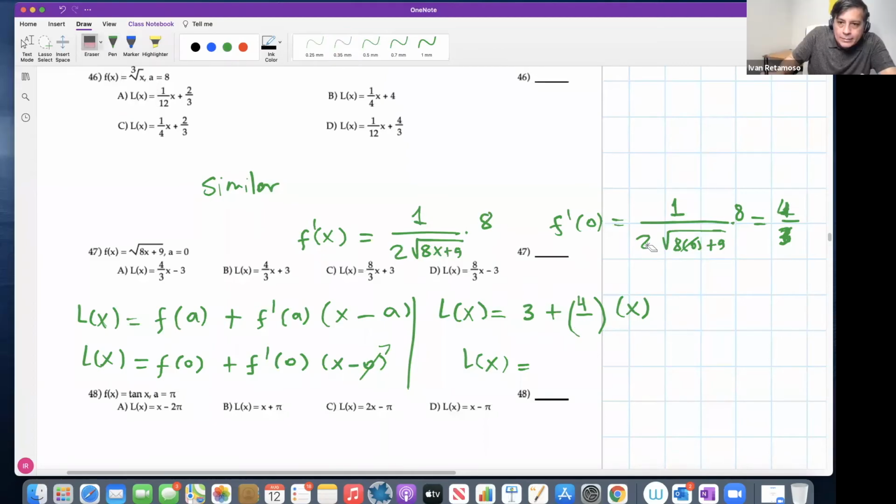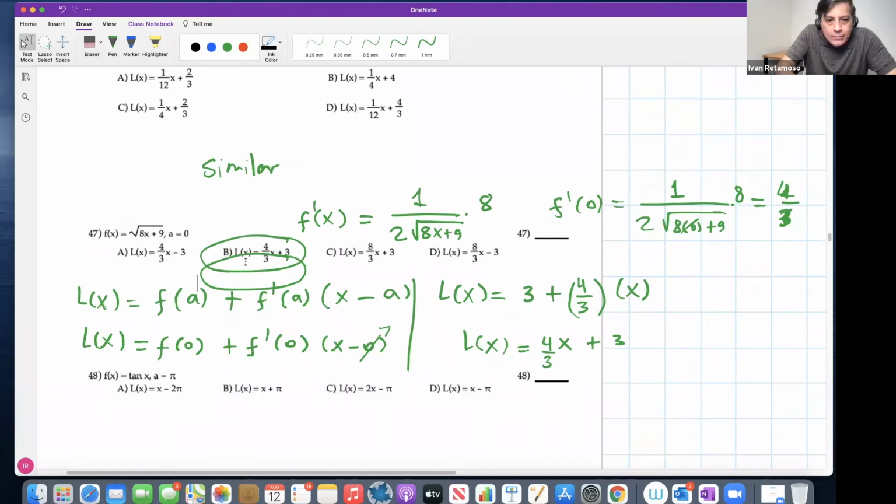Because this 2 cancels with this 2 into 8, 4, right? And the square root of 9 is just 3, so 4/3. Excellent, guys. Good, because struggle is a sign that we are learning, right? Very good. 4/3 of X plus 3. And then you look back and it should be there now. Very good, guys, very good.